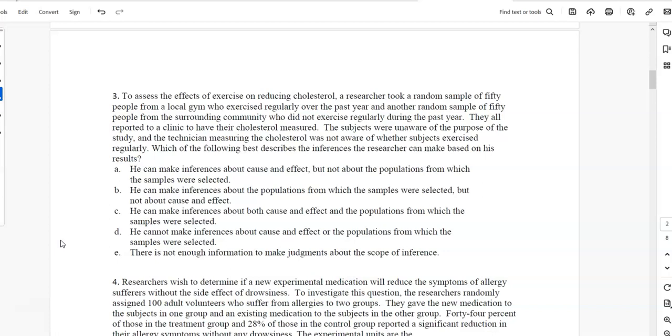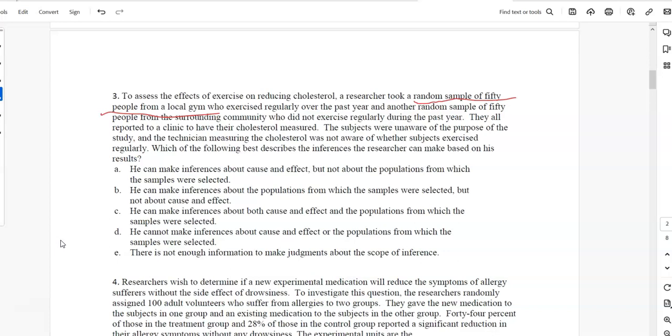So we took a random sample of 50 people from the local gym, and took a random sample of 50 people from the surrounding community. So 2 random selections of 2 separate groups, but they're not really doing it. There's not really any treatment here, right? They're just measuring their cholesterol, I guess.